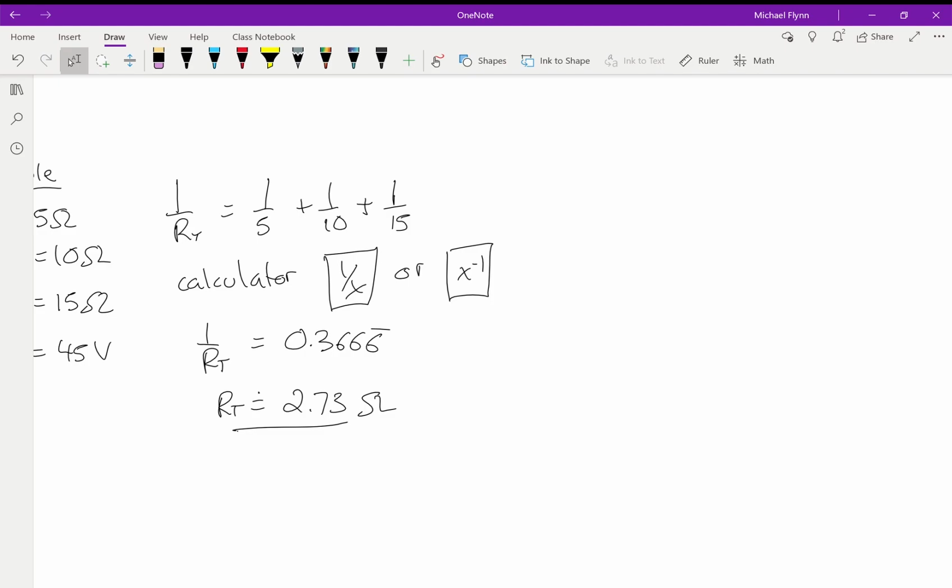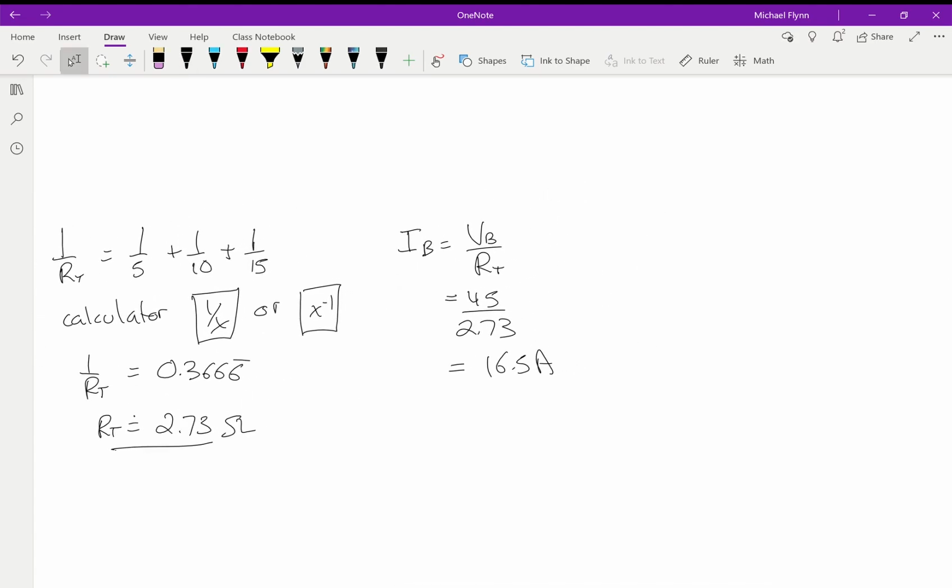Can we find all the voltages and all the individual currents? Well, first I want to find the total current. That's IB, the current coming out of the battery. Using Ohm's law, IB would equal the voltage of the battery divided by the total resistance. So that's 45 divided by the total resistance. I get 16.5 without any rounding. So that's 16.5 amps.